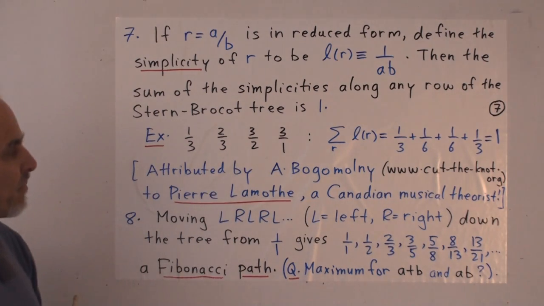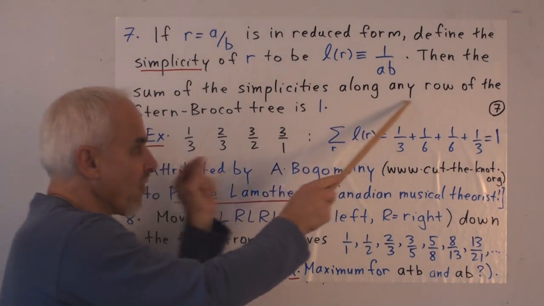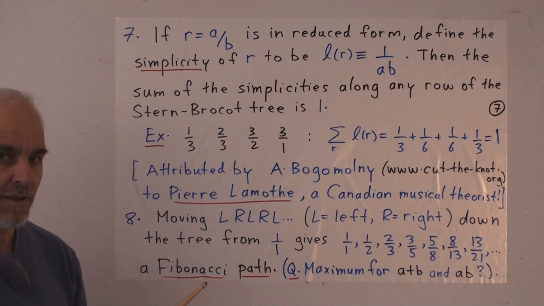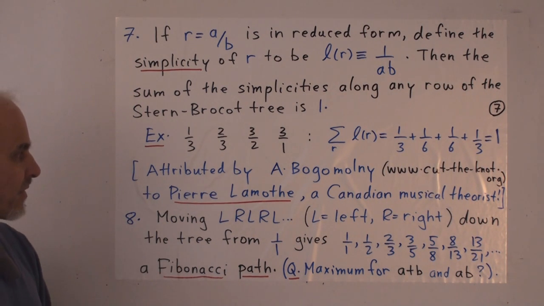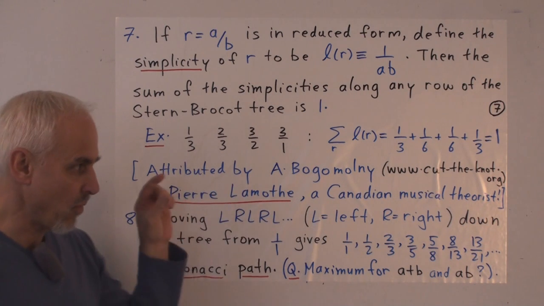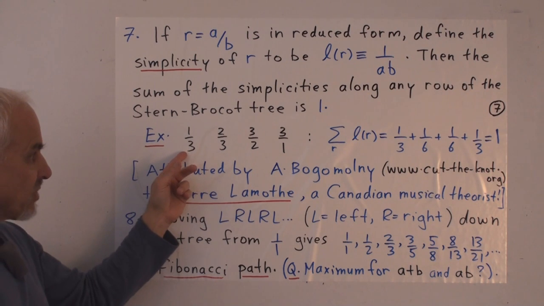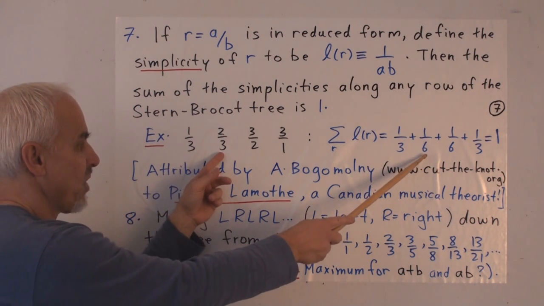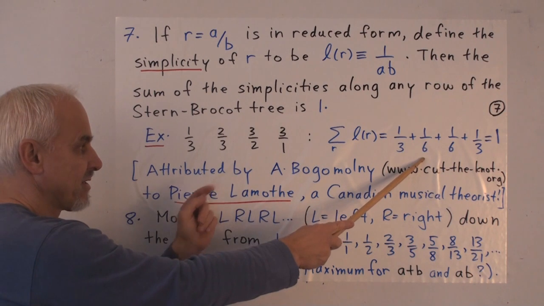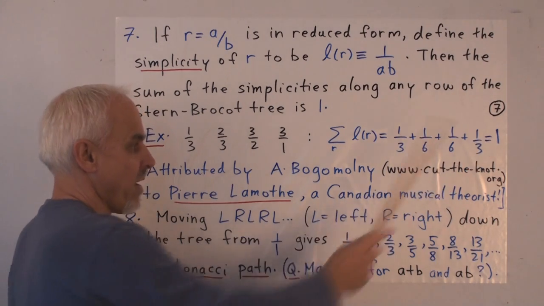But we're only going to be needing the simplicity for this next property, which is that the sum of the simplicities along any row of the Stern-Brocot tree is 1. So here's a row of the Stern-Brocot tree: 1/3, 2/3, 3/2, 3/1, just when we read horizontally along one of the rows. The simplicity of this is 1 over 1 times 3, so 1/3. The simplicity of this one is 1 over 6, because 2 times 3 is 6. Similarly, this is 1/6, this is 1/3, and they add up to 1.